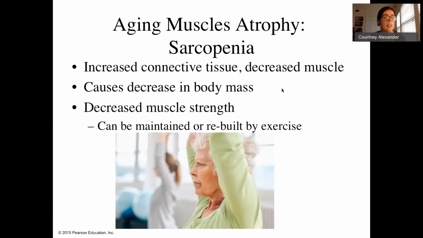Age-related decline is sarcopenia. This happens to everyone, the atrophy or decline of muscles. We get an increase in the connective tissue and a decrease in the muscle itself. And this causes a decrease in body mass and decreased muscle strength. But you can maintain or rebuild muscles into your late age through exercise. So muscles, again, are a use it or lose it kind of thing. You want to constantly be exercising and working those muscles to help maintain muscle mass.